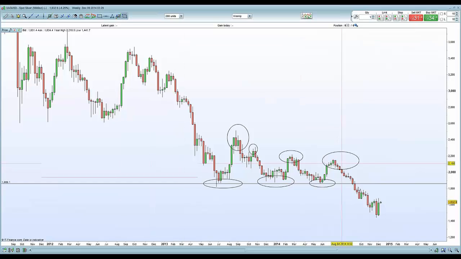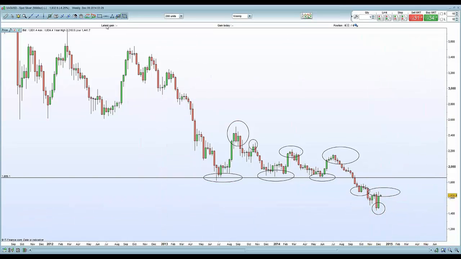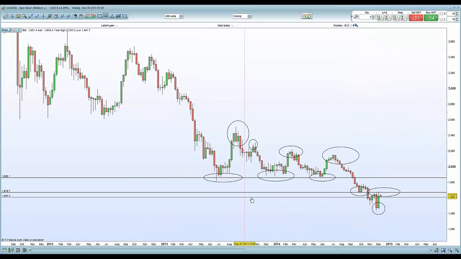Okay, this area here might be a potential lower high. So again, price action, right? You got a lower high here, you got a lower low, and you got a potential lower high here. Lower low, lower high. Okay, so what I'm looking out for is this level here, around the 1670 level.